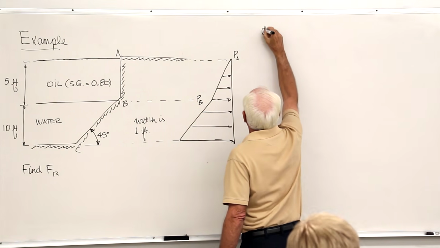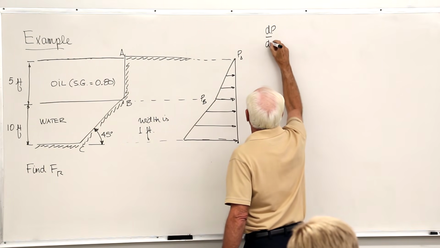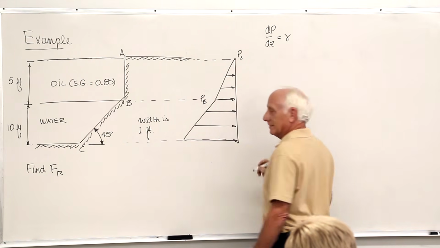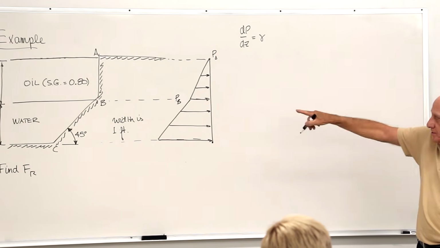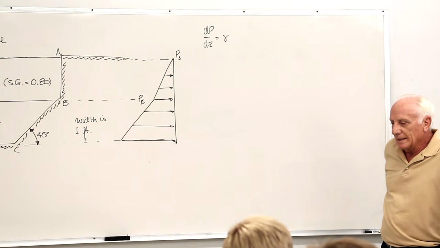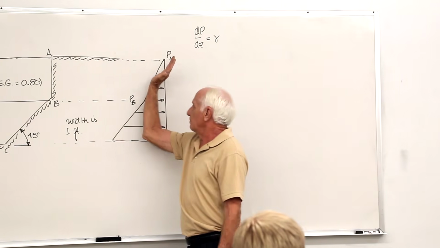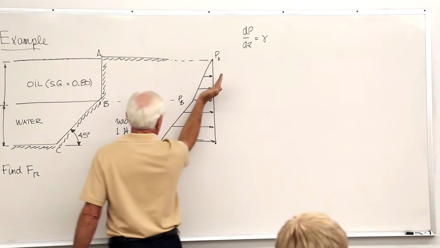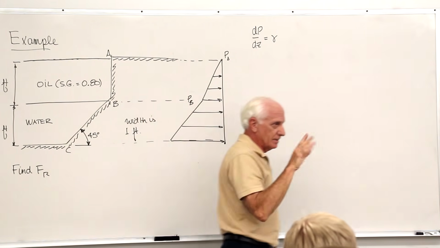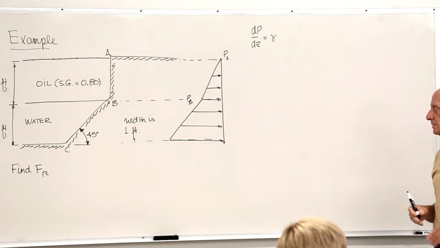Remember that dP/dz equals minus gamma. So gamma is the slope of that pressure diagram. Oil, gamma is small slope. Water, gamma is big slope. So that's how you tell how it looks.